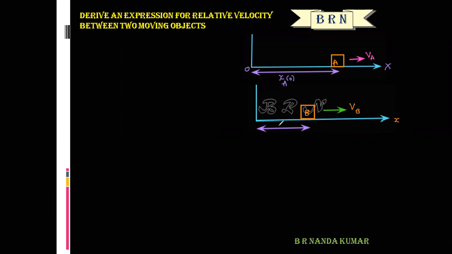Let us consider xb of 0. So this is the initial displacement of object B at time t is equal to 0. Okay. Let us consider some initial considerations.